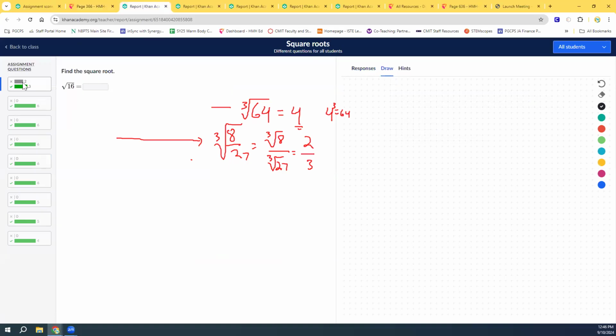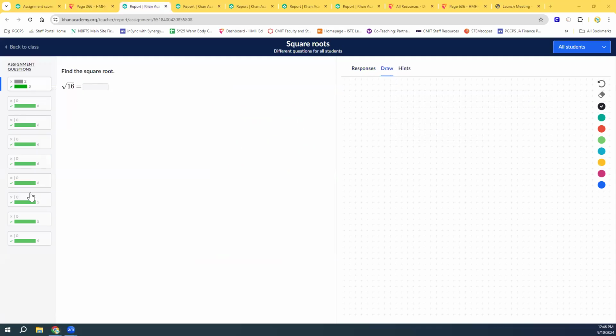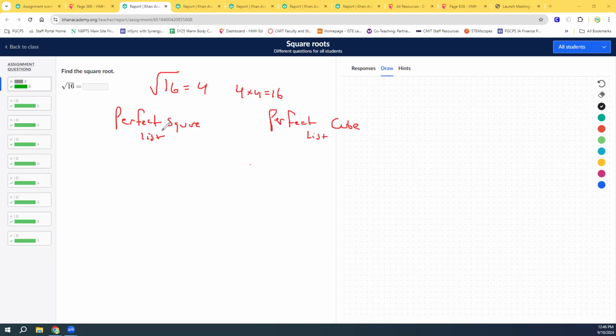So now, let's talk about square roots. And if you're using a calculator, stop, because this is good practice. So the square root of 16 is 4. Why? Because 4 times 4 is 16. So right now, what I want everybody to do is make a perfect square list and a perfect cube list. And have them in your notes and bring them to class every day.